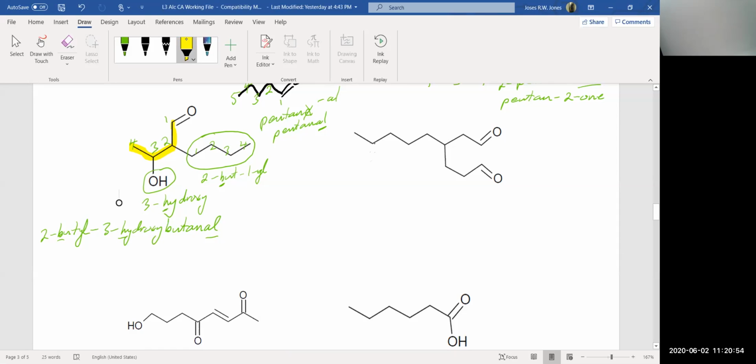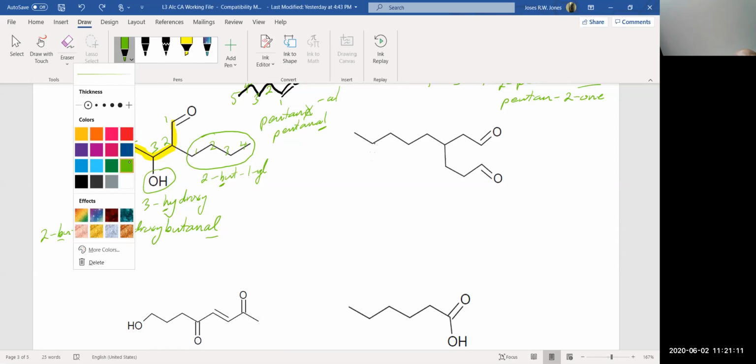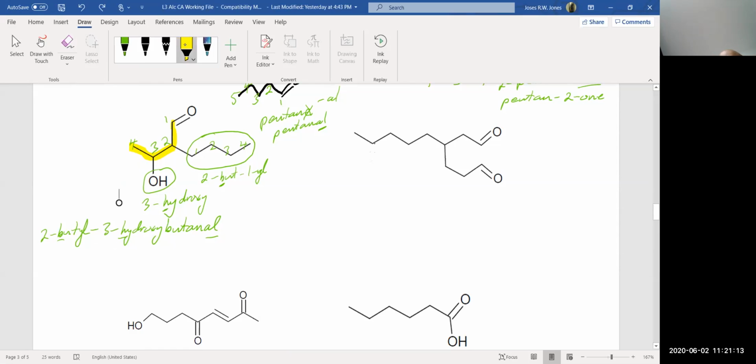Now let's identify the parent chain as the longest string of carbons that contains the highest priority group, or groups plural. So we have 2 carbonyl groups. So this is carbon number 1. I need a green over here. Okay, green, and I would like a yellow highlighter. Carbon number 1, and then this goes all the way to the last carbon over here.